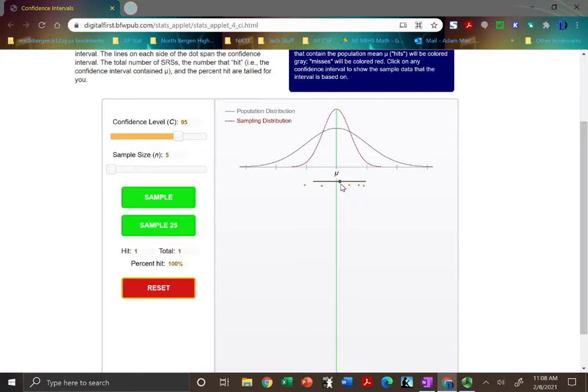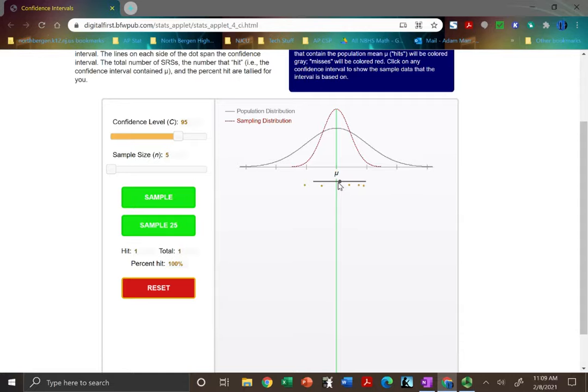It's displayed as a horizontal line segment with a dot representing the sample mean in the middle of the interval. So that's my sample mean right there. And the population mean is the green vertical line right there. So we're a little bit away from the population mean. It didn't quite hit it, but came really, really close. So the true mean is the green vertical line.